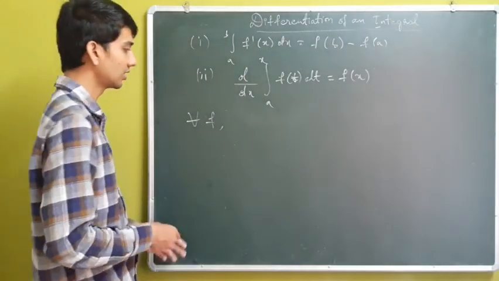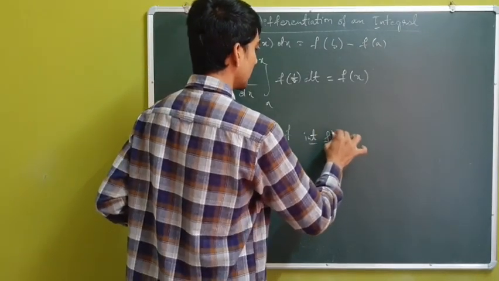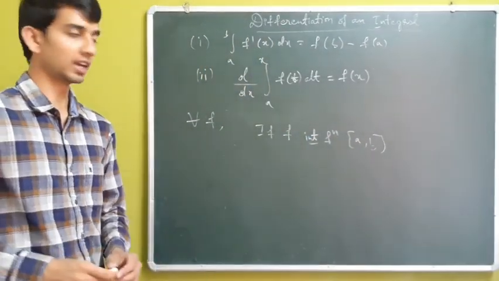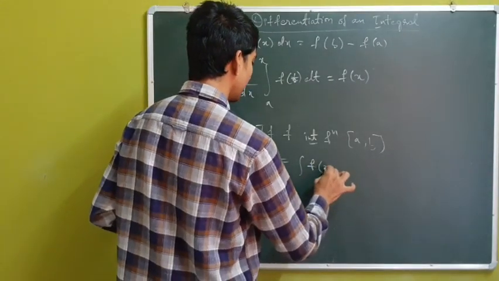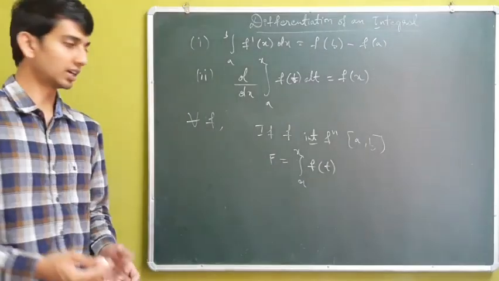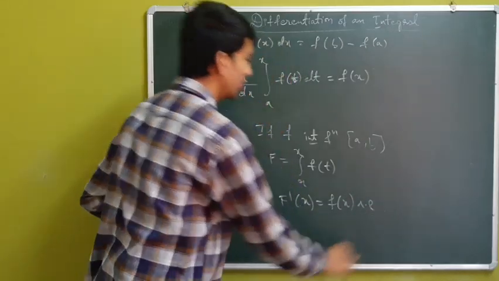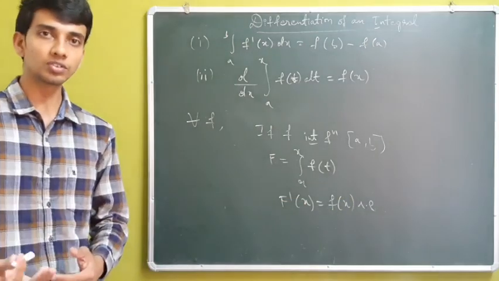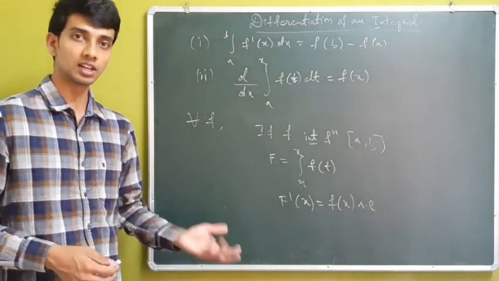And next, getting into the next concept, if I have f to be an integrable function on an interval [a, b], and I define a function F to be the integral of f of t over [a, x], then I will show that F dash of x will be equal to f of x almost everywhere. In order to show that, I need the help of three lemmas, and we will start to establish those three lemmas now.